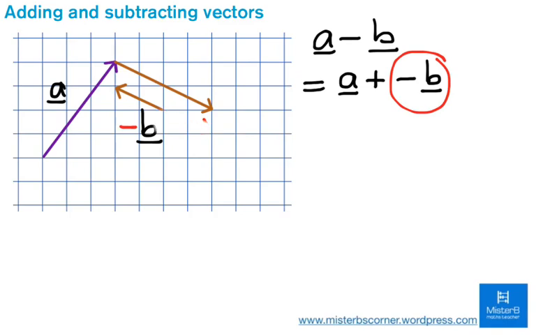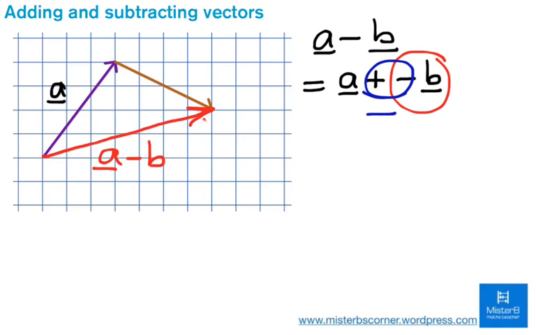So let me get rid of this. And then all I need to do is addition. So I'll go from this point to this point. That's my resultant vector, which is A. Well, we consider plus minus together as minus as a shortcut. So it's going to be A minus B as the resultant vector.